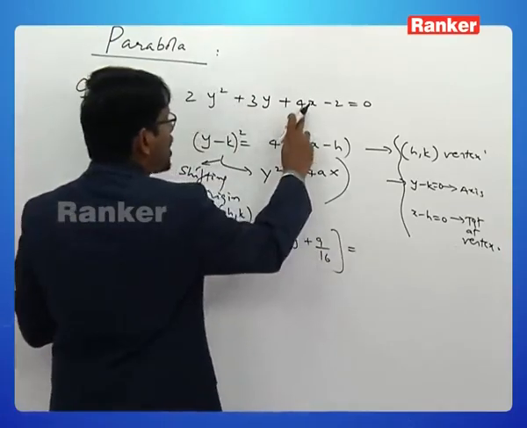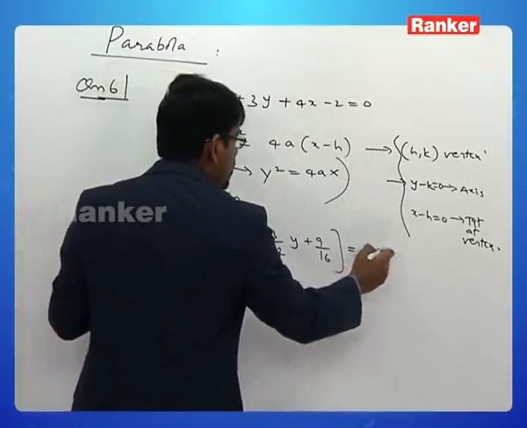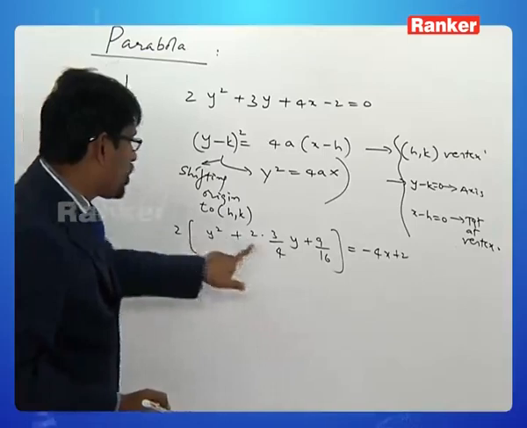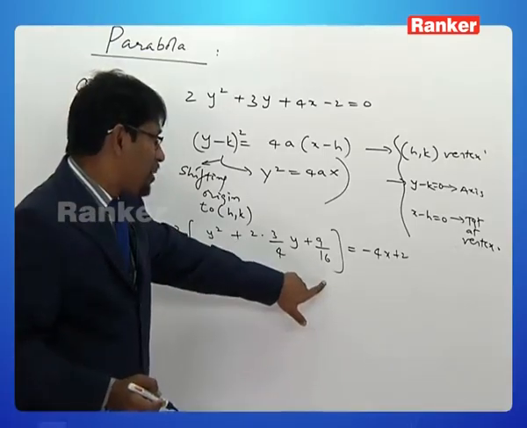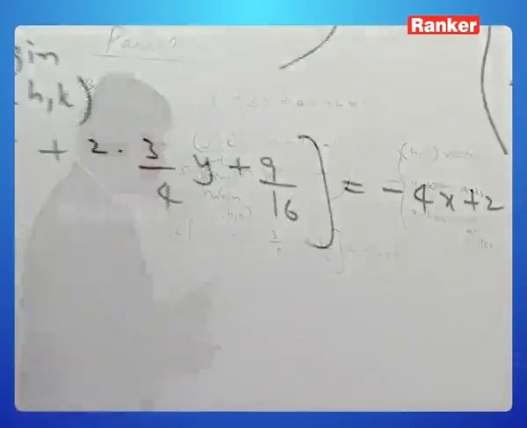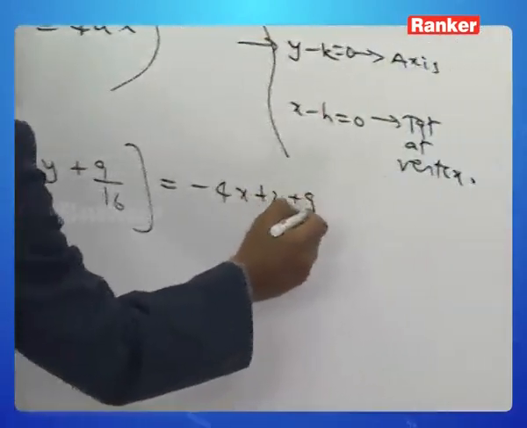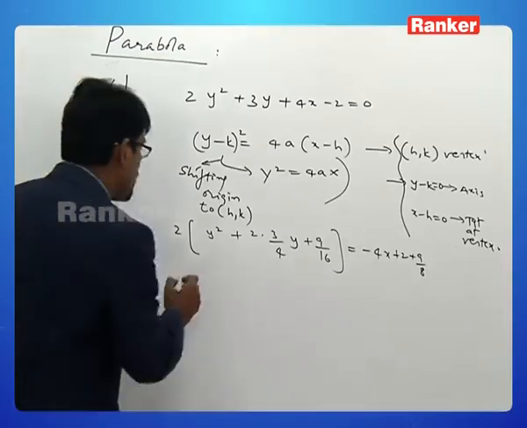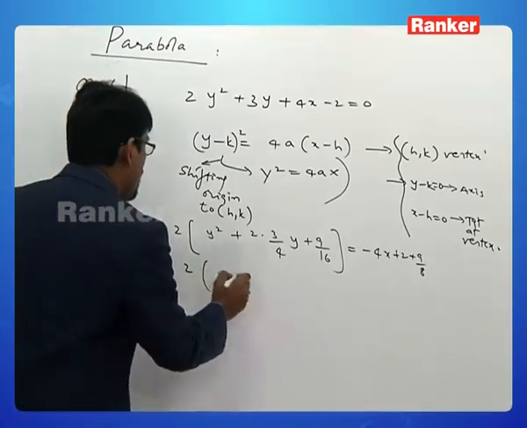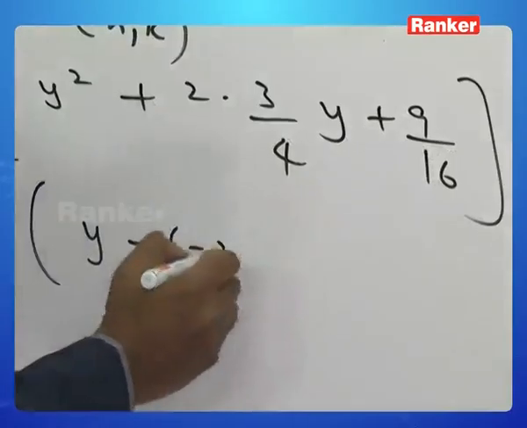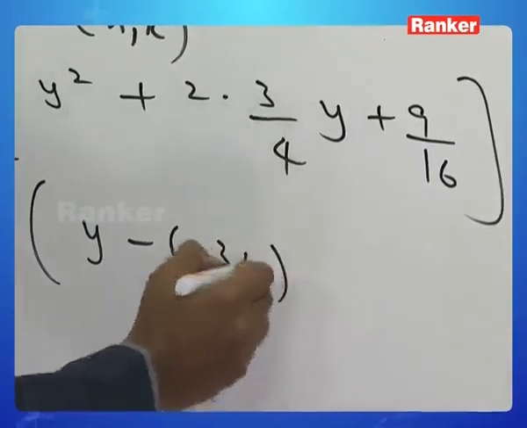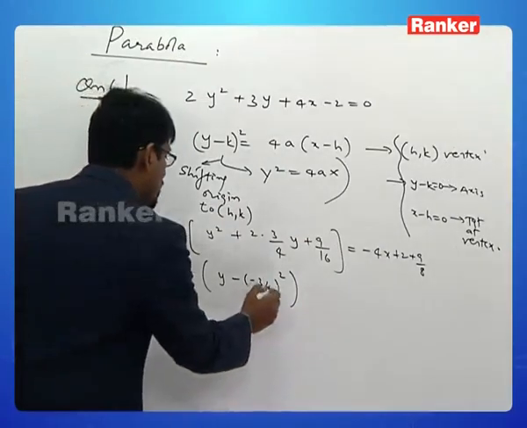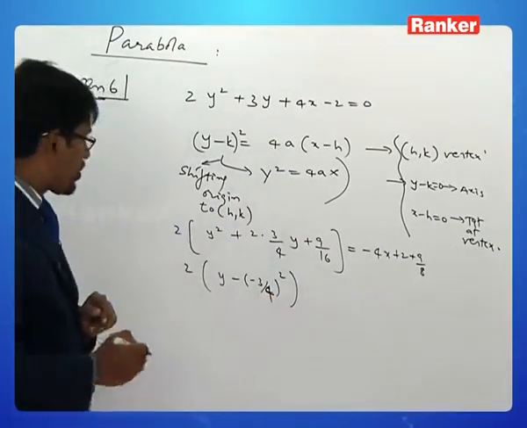Now I will transpose the 4x to that side, so minus 4x, and then this becomes 2. What did you add here? 2 into 9 by 16 was added on the left hand side, so we have to compensate for that. And what does that come out to be? Plus 9 by 8. So now this is in the form of 2 into y plus 3 by 4 the whole square.